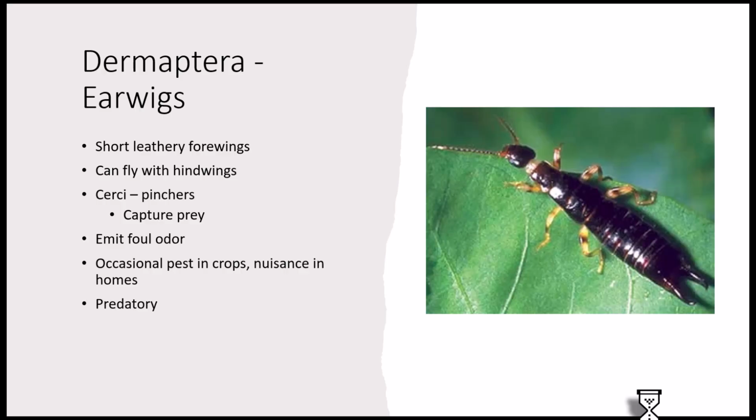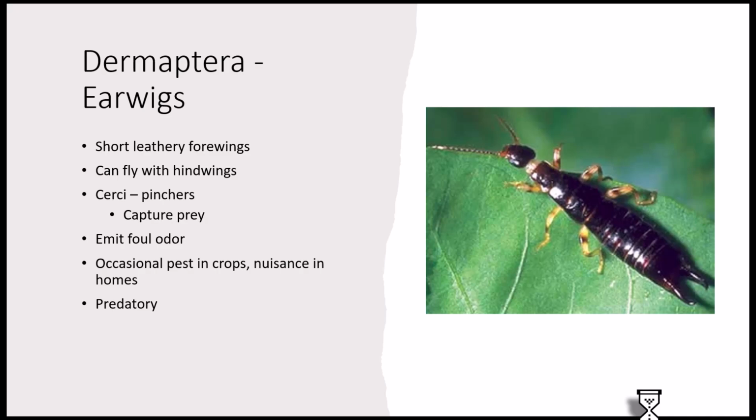Another unique thing about Dermaptera, and a term I would be aware of, is that they have appendages on their hind end, paired appendages called cerci. And their appendages are modified to be pinchers. They'll utilize this to capture prey, to scare off predators. They are relatively harmless. They do have chewing mouth parts, but one thing they will do is emit a very foul, stinky odor to kind of deter predators from messing with them.